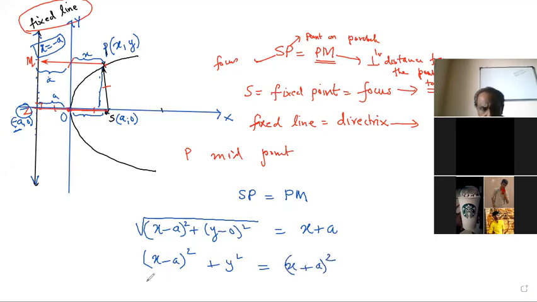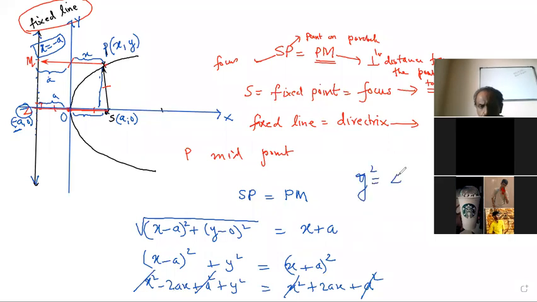If I expand it, so what happens? X square and A square will get cancelled. Minus 2x will come to the left hand side. So y square equal to 4ax. And that will become the equation of the parabola. Is it clear to you?